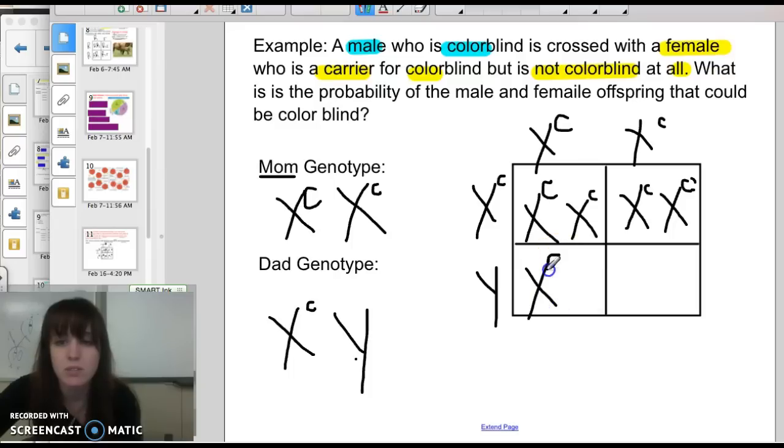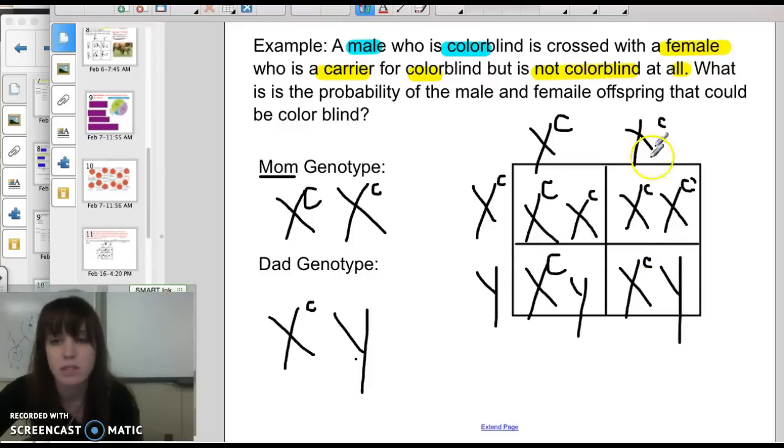This male gets the dominant from mom, and then nothing from dad. He just gets the Y chromosome from dad. So this boy is not colorblind. However, this boy is going to be colorblind because he received the recessive allele from mom and then nothing from dad because it's the Y chromosome.